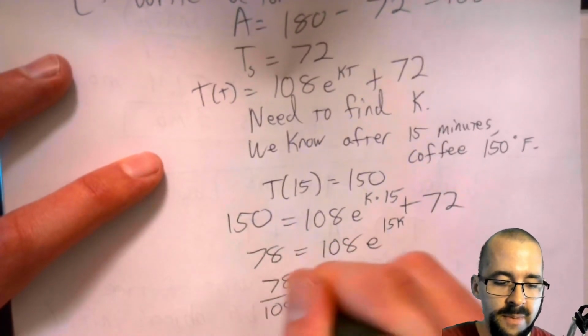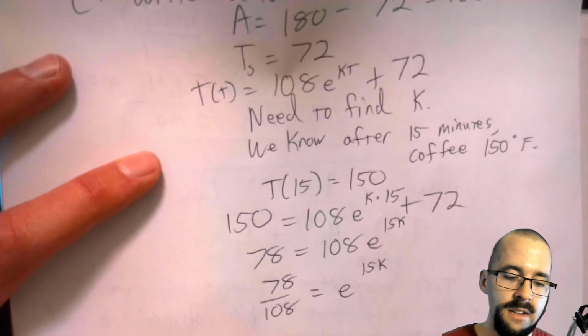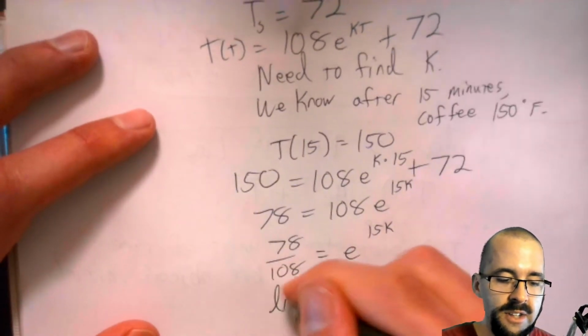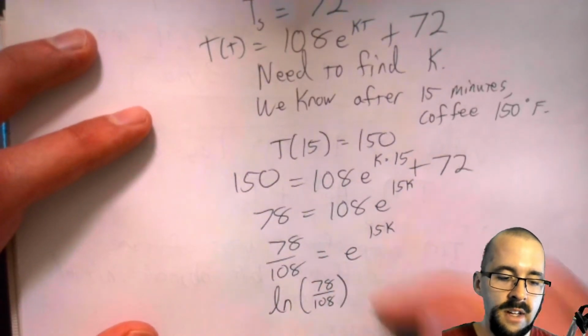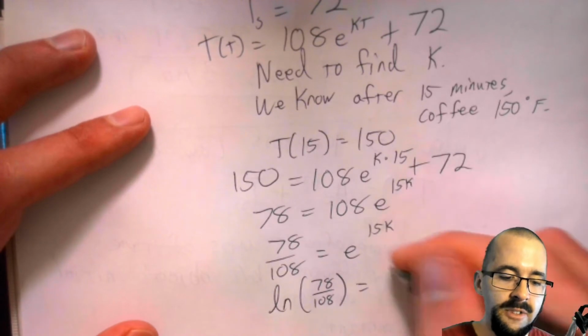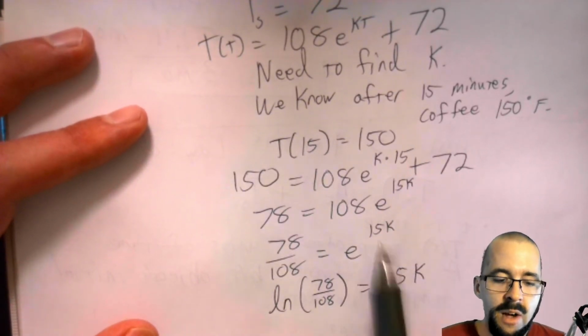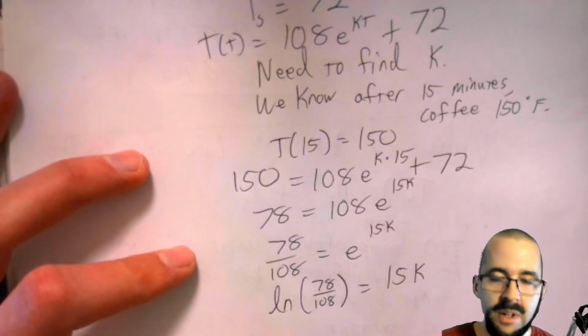78 over 108, I'm not going to simplify that, but you could. e to the 15k. Take the natural log of both sides. So the natural log of the left-hand side looks like this, which again could be simplified. The natural log of the right-hand side, they're inverse functions. That's why we take the natural log of both sides. They undo each other, and we're just left with that exponent. Divide by 15, and we'll have our k value.